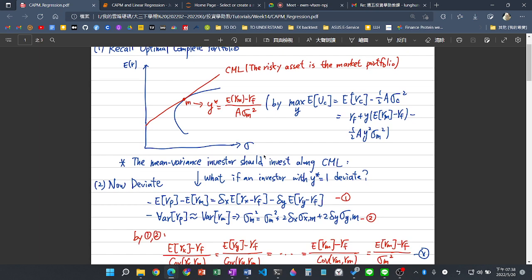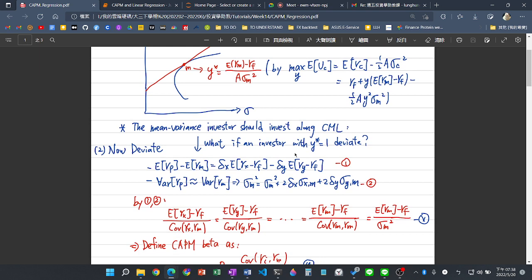Now we want to think about one thing: what if an investor deviates from the optimal choice? This leads to a very important observation, that the amount of borrowing in the market should equal the amount of lending in the market, right? Because you cannot make money out of nowhere, and you can't make money disappear either.